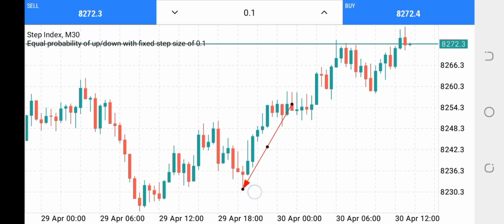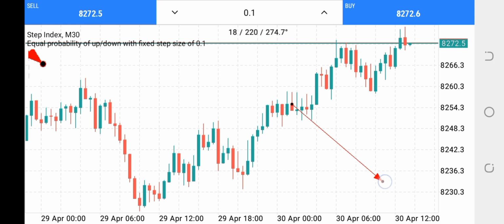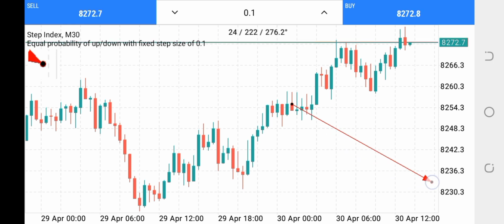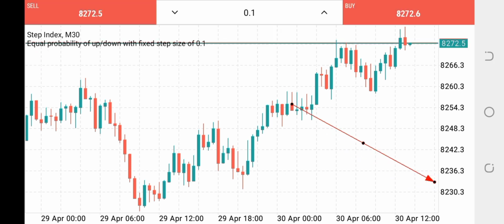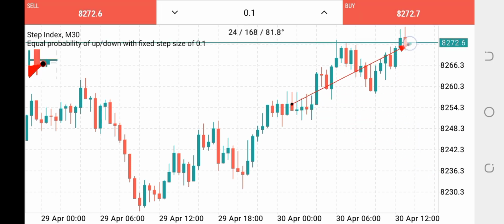Over here you can see that it's corresponding. The rate was between 8,230 and 8,236. That is where the rate was. Today, currently, this is where the current rate is.